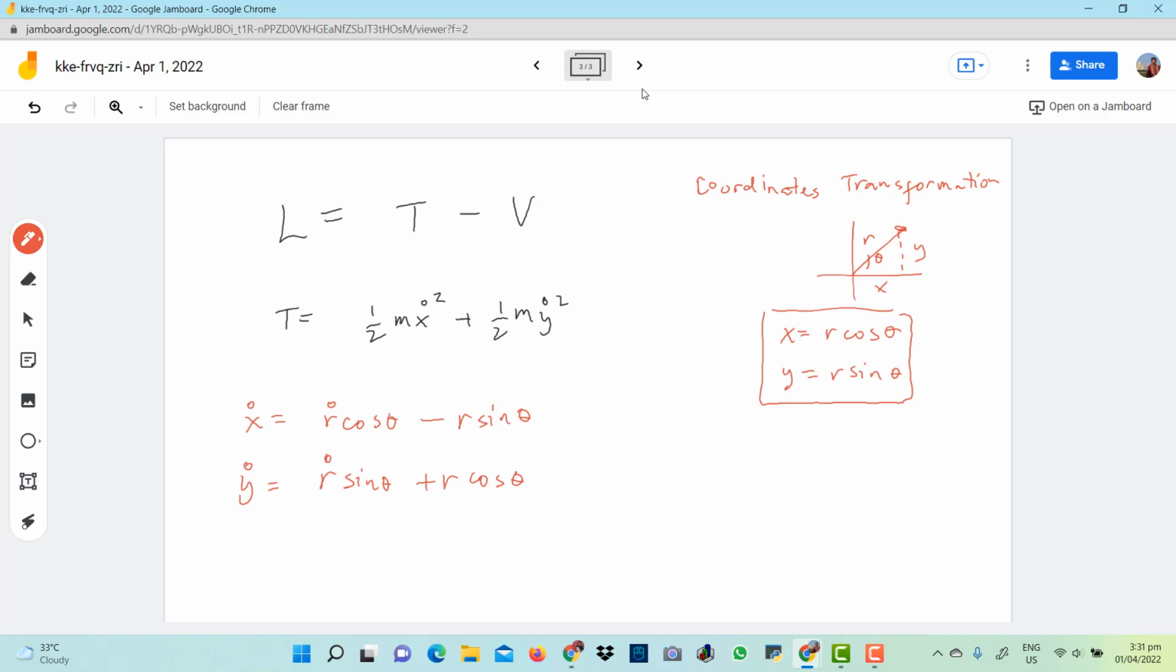If I plug this into our kinetic energy, we have 1/2 m x dot squared, which is just this. Plug in cosine theta minus r sine of theta, quantity squared, plus, sorry, plus 1/2 m y dot squared, which is r dot sine of theta plus r cosine of theta. It looks long, but later some terms will cancel out if you simplify this one.